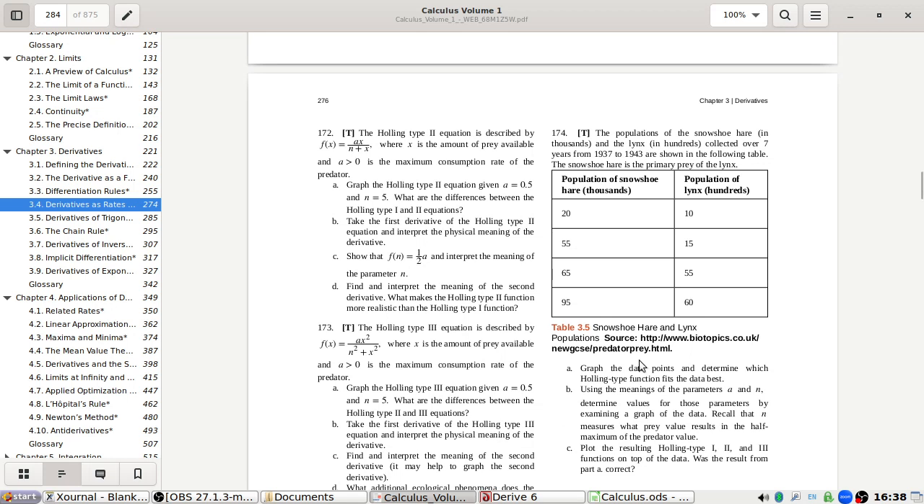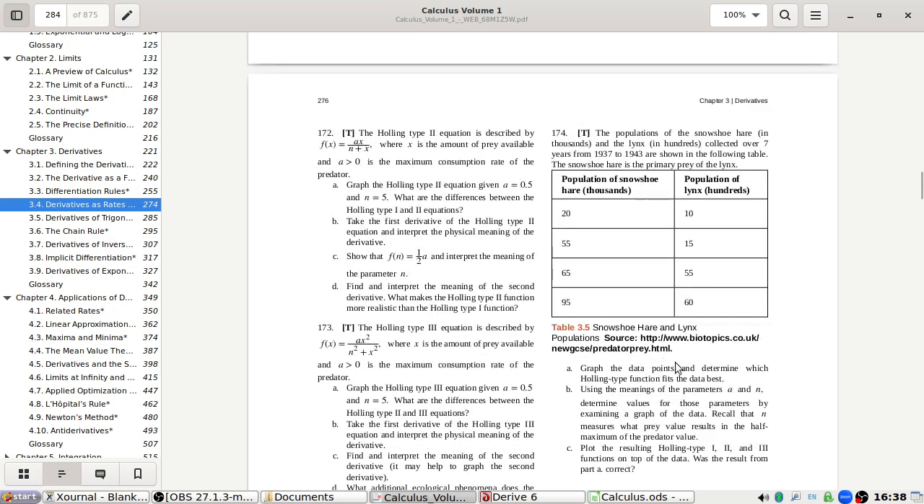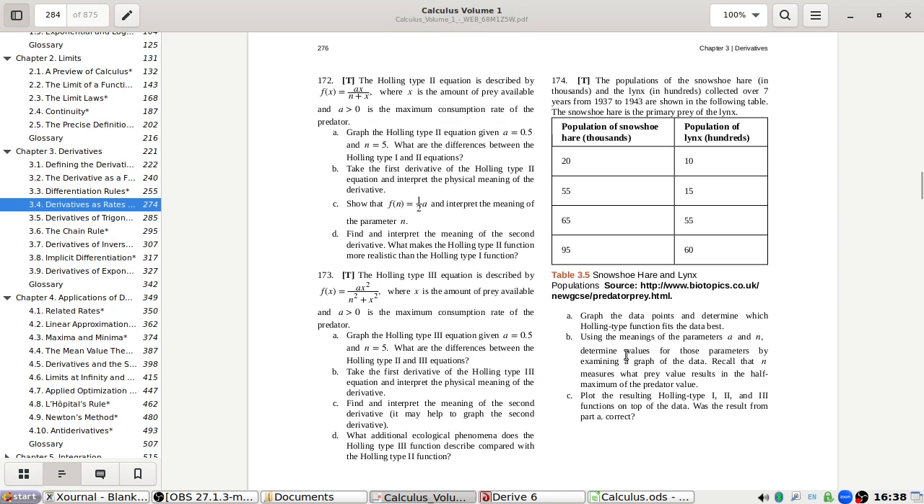Use the meaning of the parameters a and n. Determine the values for those parameters by examining the graph of the data. Recall that n measures what prey value results in half the maximum of the predator value. Okay. This is a bit tricky.